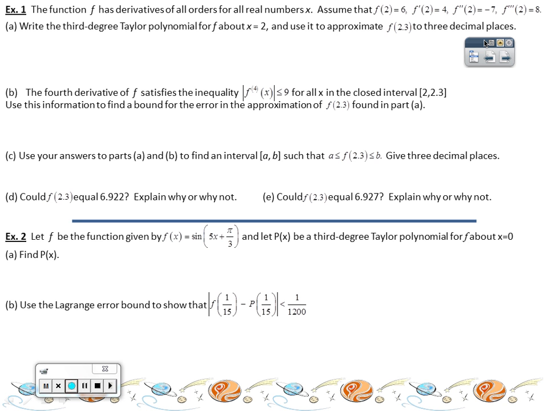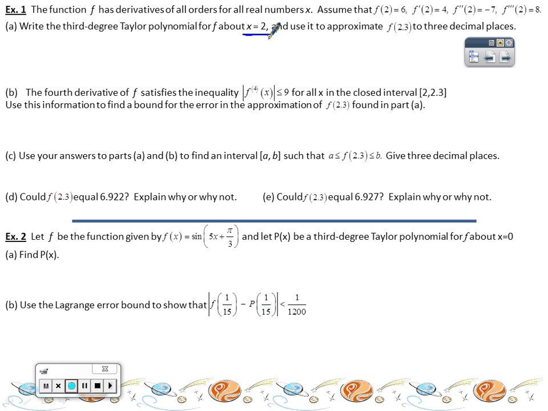We've worked some like this before. So this would be like an AP problem. It starts you out just finding a Taylor polynomial. We all should be able to do that without a problem. We've been doing that for several days now. So let's find the third degree Taylor polynomial for f. We're centering it about x equals 2.